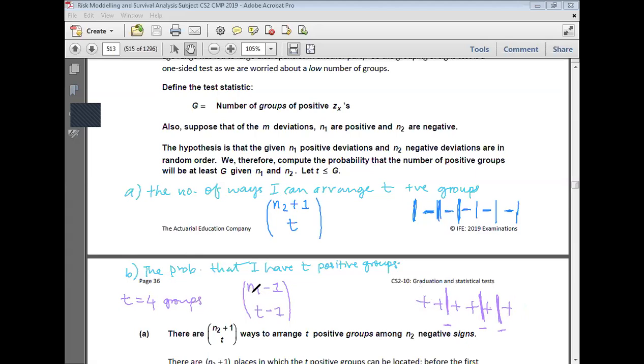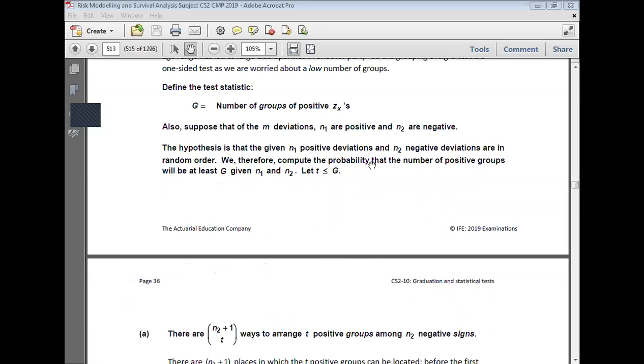And that is why N1 minus 1 is the total number of places you can put a bar, which will be 1, 2, 3, 4, 5 for 6 positives. And 3 is the number of negatives that you would want to put in between to create exactly T number of positive groups, so 1, 2, 3, 4 positive groups that you see. Now once we have done this, you multiply this and this to get your numerator for your test statistic.